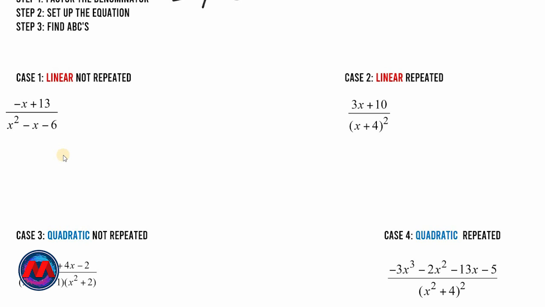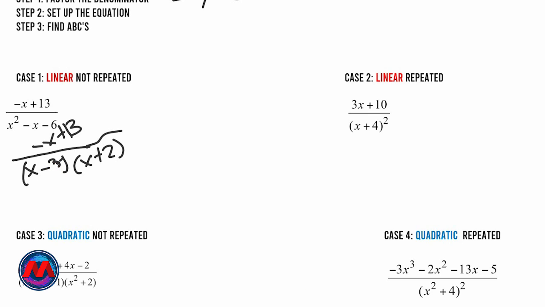So, by inspection, we can conclude na yung factor niyan would be equal to x minus 3 tsaka x plus 2. Those are the factors. Now, sa taas, negative x plus 13. Now, linear not repeated, ibig sabihin, yung factors niya is mga linear equations. Linear kasi yung highest degree niya is 1.